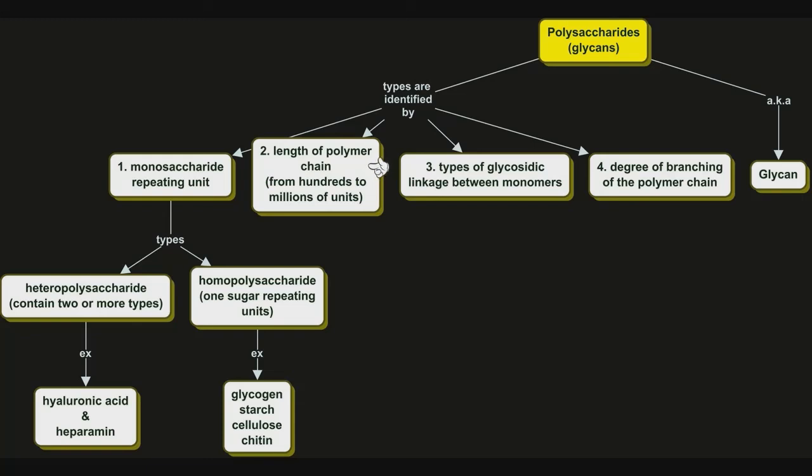The third identification characteristic of a polysaccharide is the type of glycosidic linkage between the monomers of our sugar units. And finally, the degree of branching of our polymer chain.